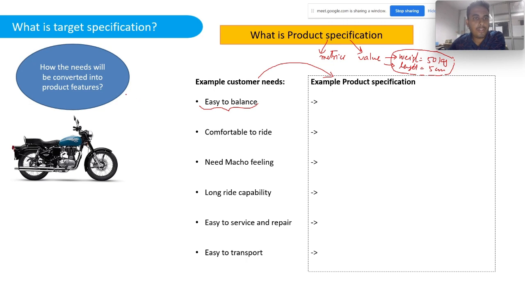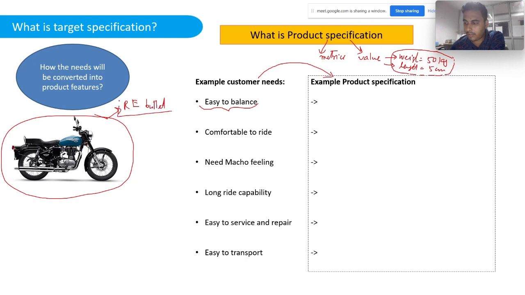Here is an example I discussed in the last class. Assume that you are a designer and you are going to design a retro bike, like a classic Royal Enfield Bullet. You want to design something in the scope of a classic bike.